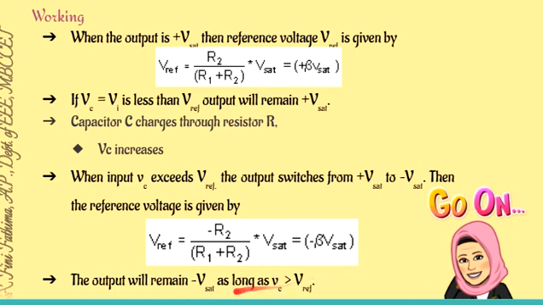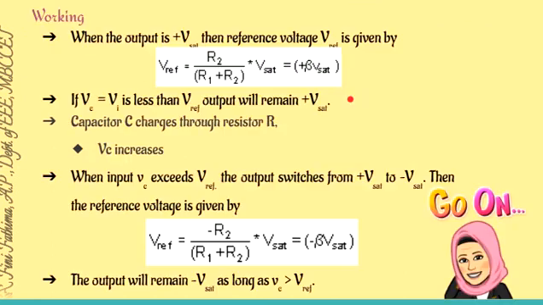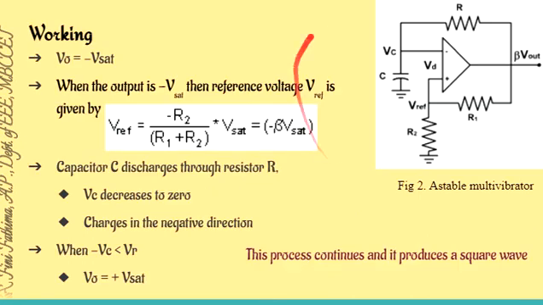So the output will remain until minus beta VSAT. Okay, so here it is minus beta VSAT, and when the voltage across the capacitor is greater than minus beta VSAT, the output switches back to plus VSAT. So here the output is minus VSAT, and then the capacitor voltage VC is greater, isn't it? So the capacitor discharges through this resistor R. So the capacitor discharges and VC decreases to 0.